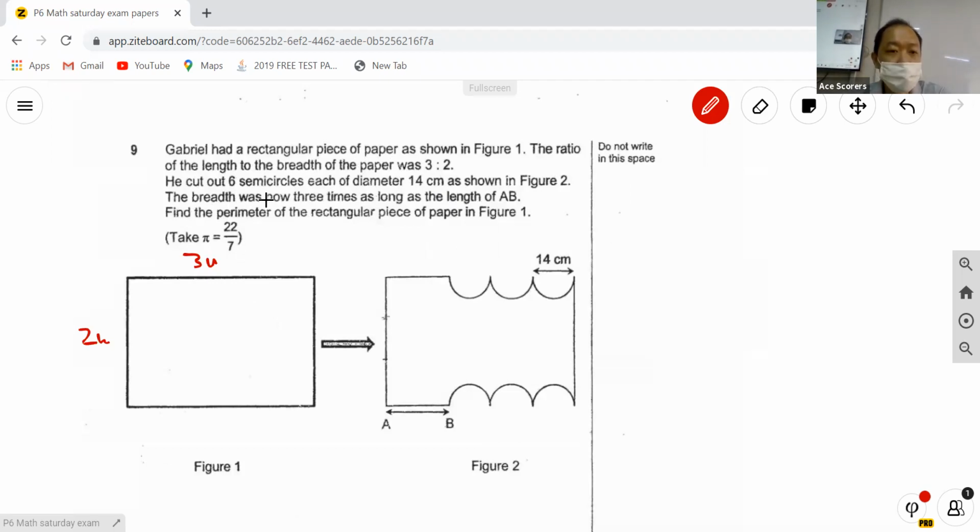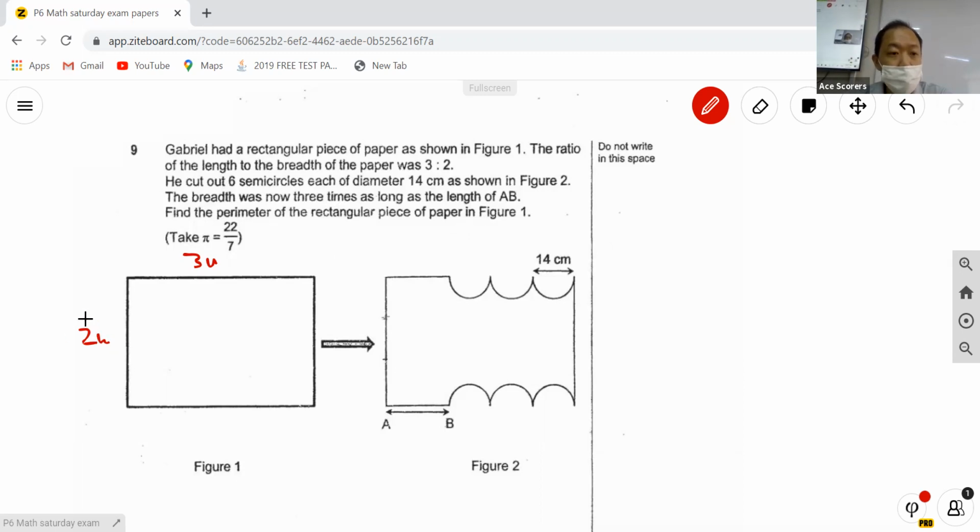So he cut out 6 semicircles as shown, diameter 14. Okay. The breadth was now 3 times as long as the length of AB. The breadth, oh, okay, so this is like these 2 units, one of the 1 unit, the same as 35. 25. So if you find the perimeter in figure 1, I think it is 250. Wait first, the breadth. I don't think it's right. What the perimeter? Okay, so this now becomes 3 times.